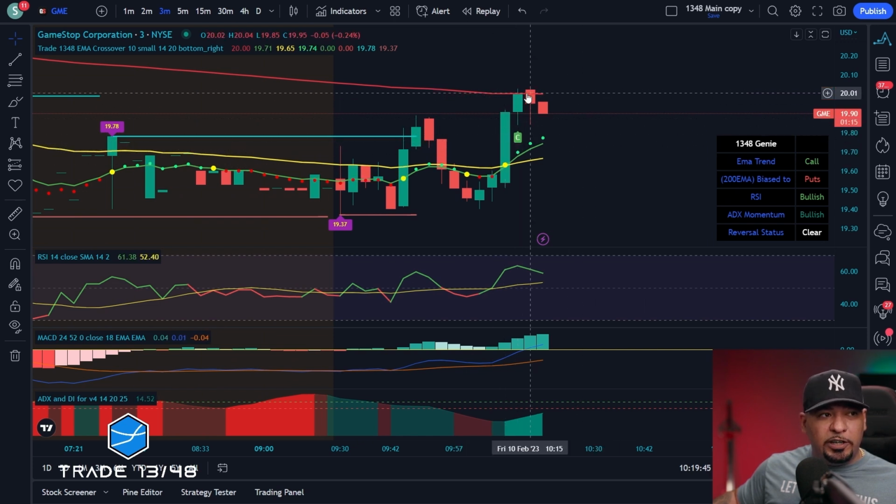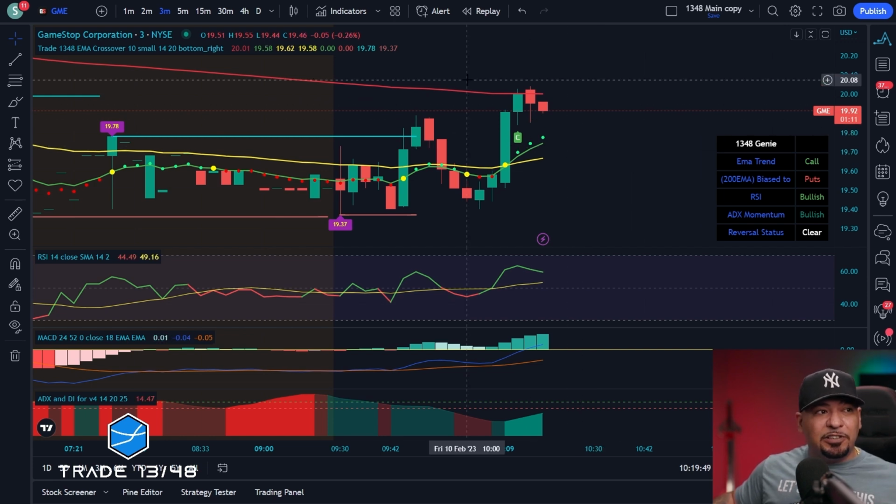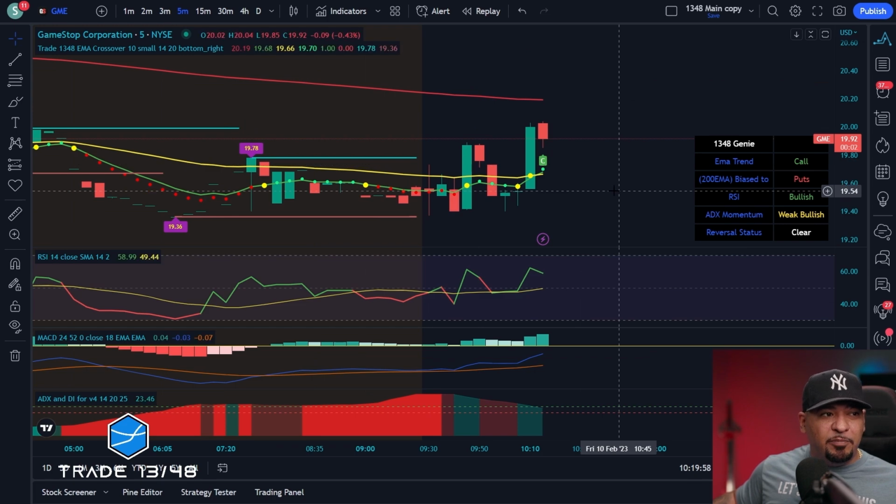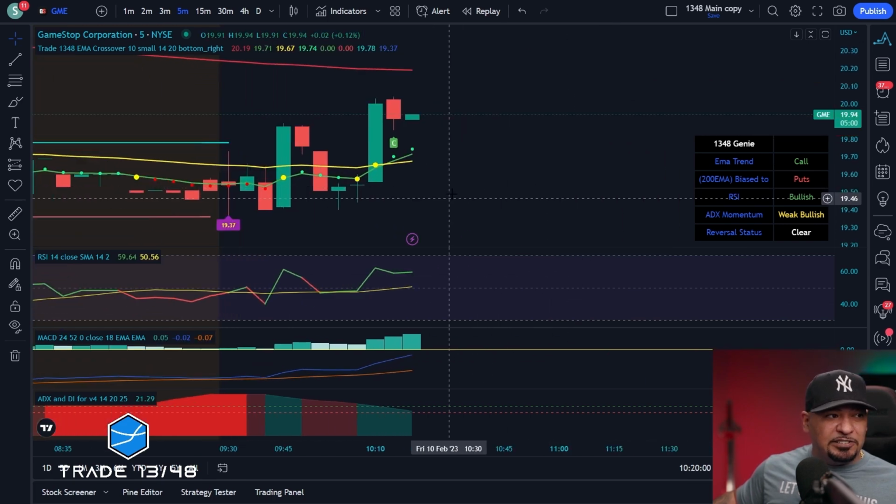So you get a call here, but you also get rejection here at the 200 EMA. Guys, you're seeing this in real time. The 200 EMA, a lot of people just simply overlook it, but it is the most powerful EMA there. So we go to the 5-minute and we could see something else happen here.